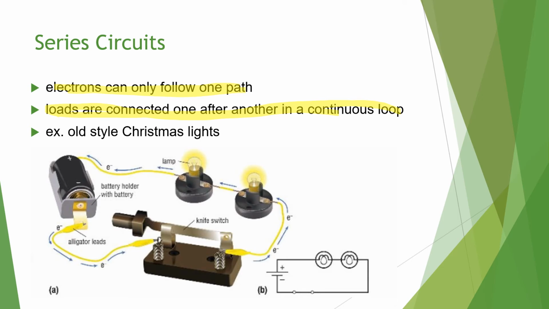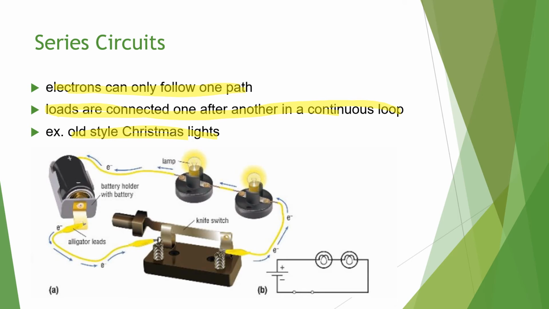An example of this would be old-style Christmas lights. What that means is they used to make Christmas lights wired in series circuits. So that's why when one light bulb went out, the entire strand of Christmas lights wouldn't work.